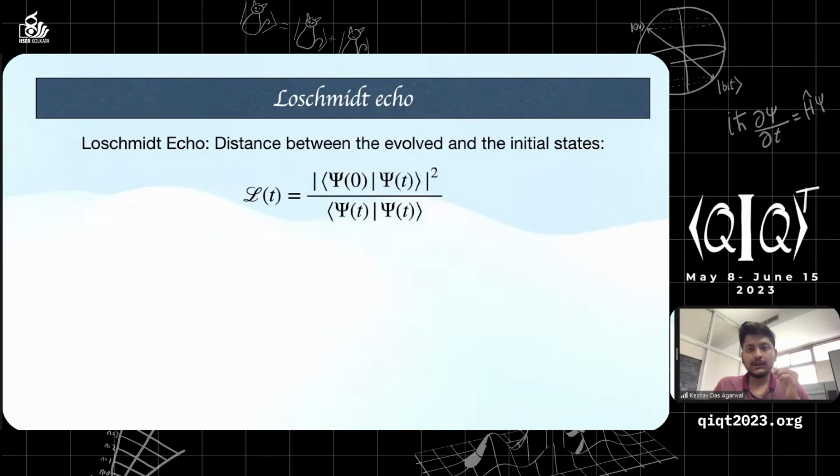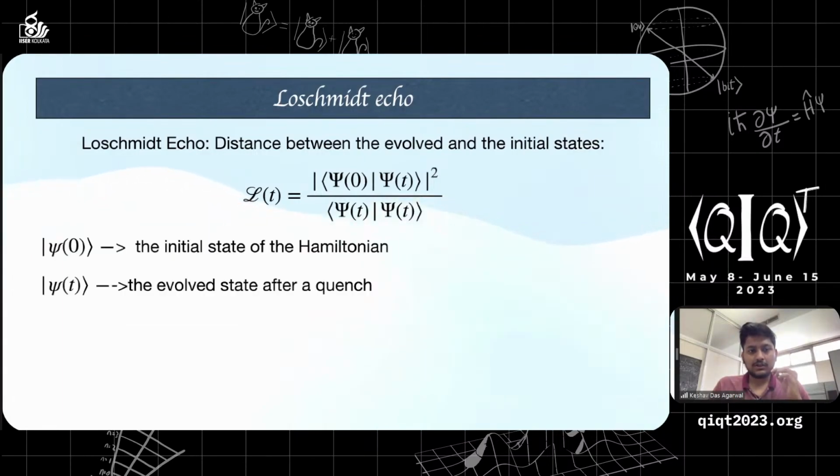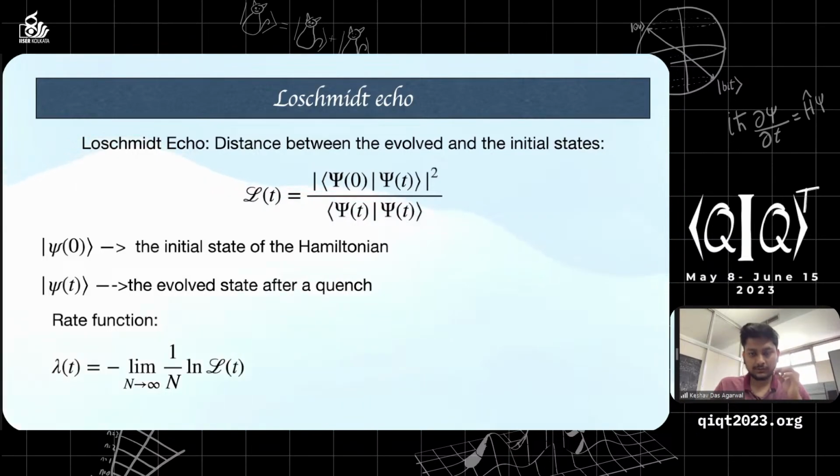Psi0 is the initial state, Psi-t is the evolved state after the quench for time t. And people look into the rate function, which is the log of this. So there are two things, the Loschmidt echo and the rate function.